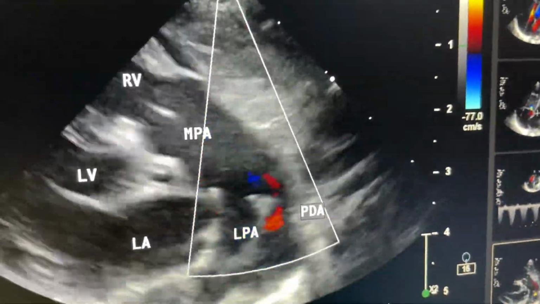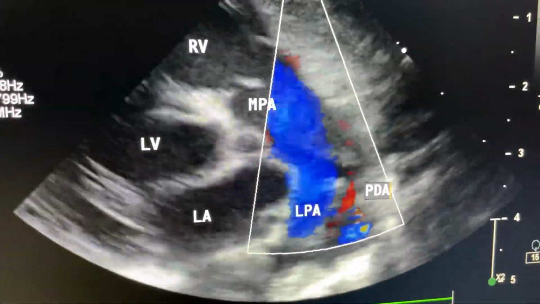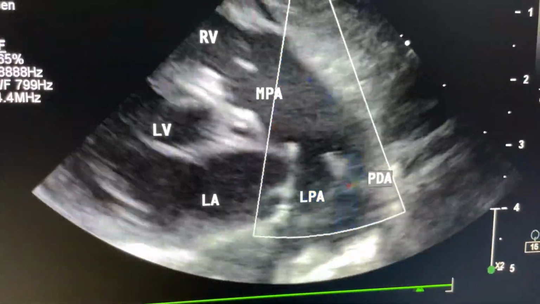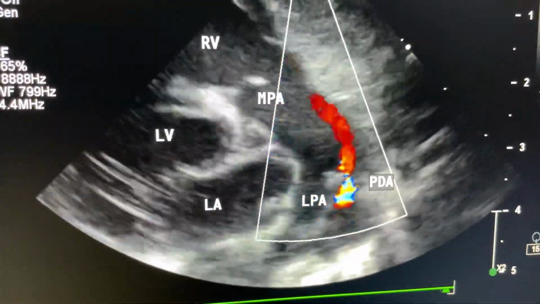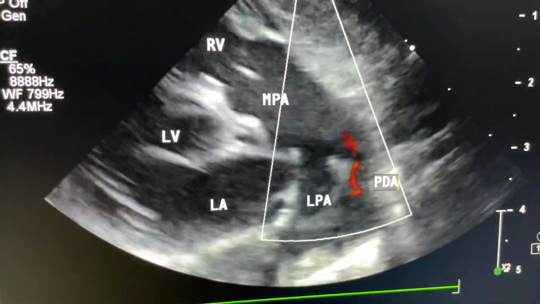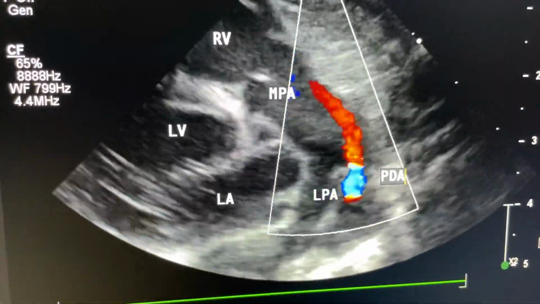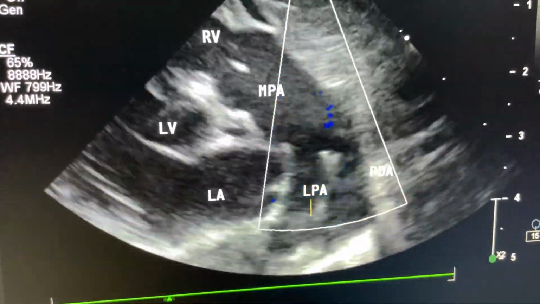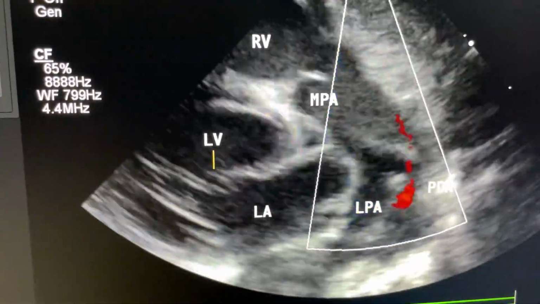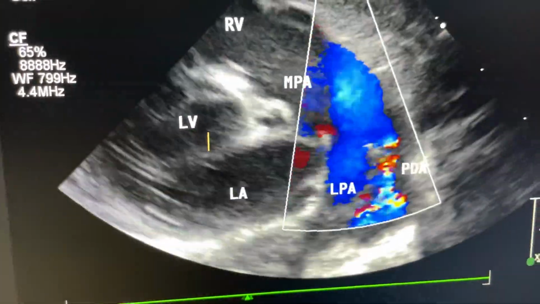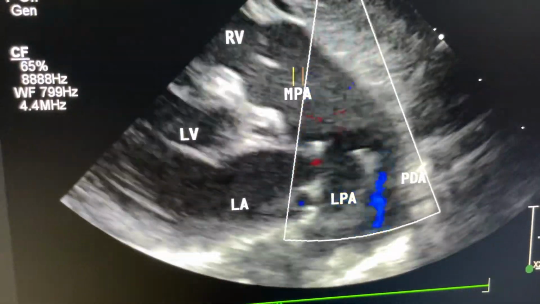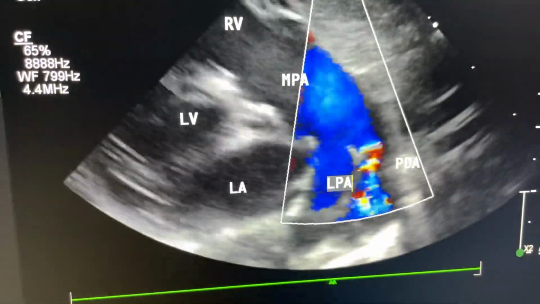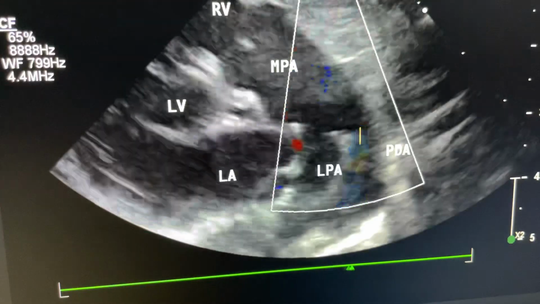This is the case of persistent pulmonary hypertension of newborn. In this image, this is the parasternal long axis image, right ventricle outlet view. In this view, you can see the left atrium, the left ventricle, the mitral valve, the right ventricle, the main pulmonary artery, the pulmonary valve, and the left pulmonary artery branch.